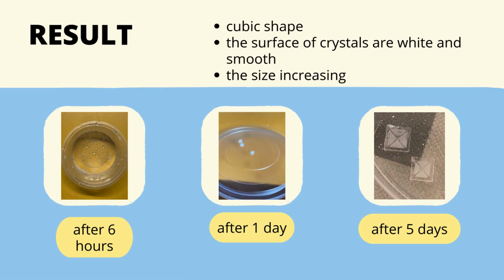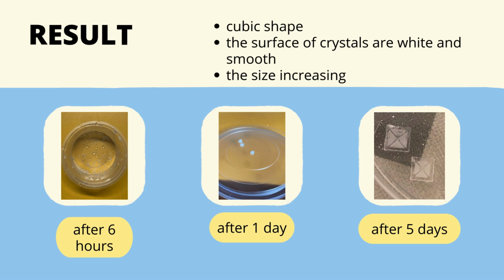Next, we will be looking at the changes in size and appearance over 3 key time points: after 6 hours, after 1 day, and after 5 days. Let's take a look at the result. After just 6 hours of growth, we observe that the crystals have already begun to form their cubic shape. The surfaces are smooth and white. At this stage, the crystal size has increased slightly. The smooth white surface suggests that the crystal structure is still in the early stage of growth.